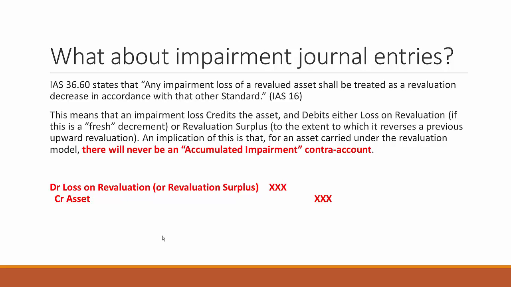If it's a reversal of a previous upwards revaluation, of course, the debit will go to revaluation surplus, and the credit goes to the asset. So see, even though impairment is having an impact on the asset, there's no accumulated impairment account, there's no impairment loss account. The impairment is essentially treated as a loss on revaluation.